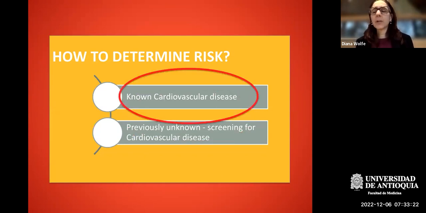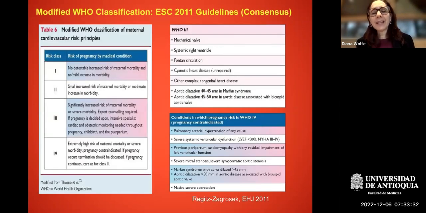Entonces, ahora quiero hablar un poquito sobre las personas que ya tienen una enfermedad cardíaca. Hay varias maneras para evaluar el riesgo en las personas, por ejemplo, que ya tenían heart failure, una arritmia, una válvula mecánica, enfermedad reumática congénita. Y hay este WHO classification.